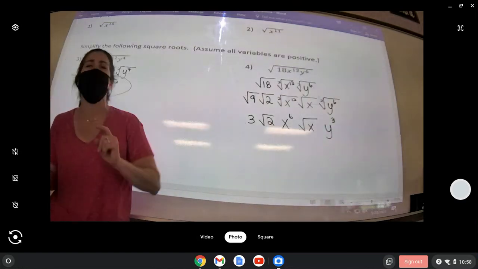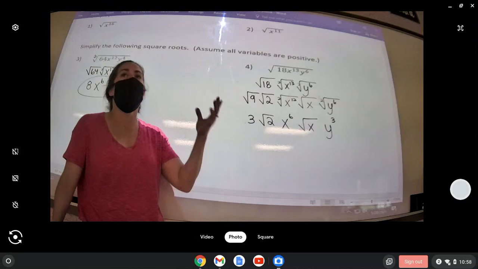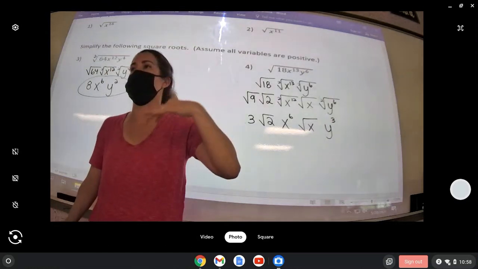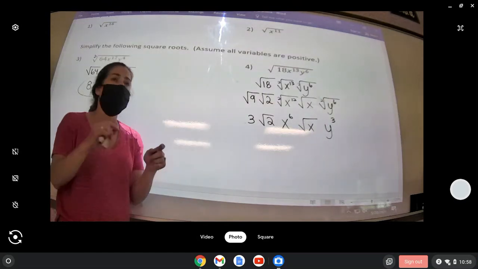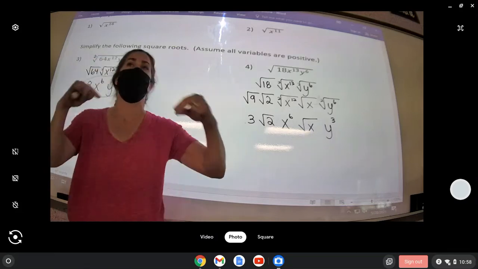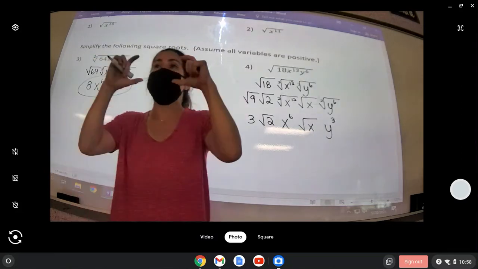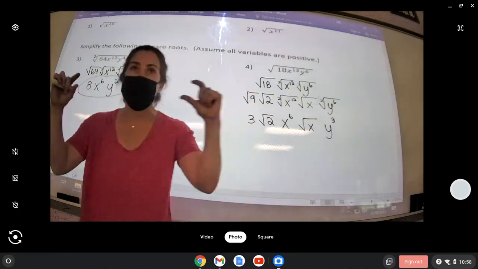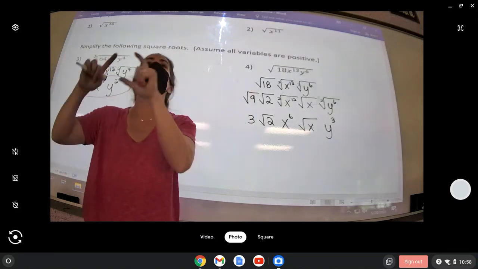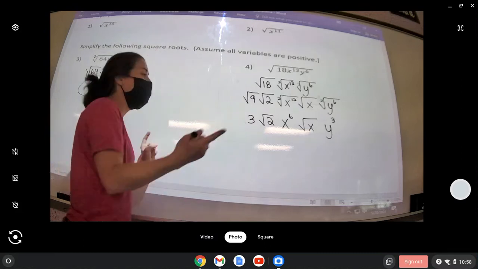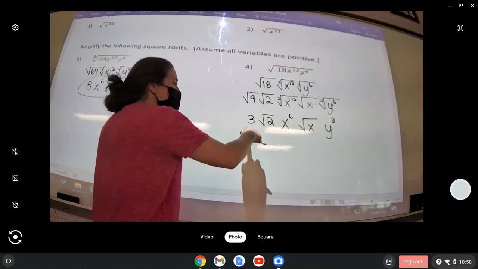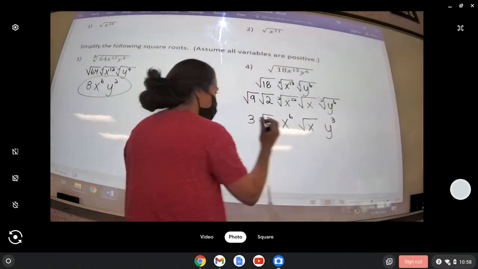So guys, technically, very technically, you're done. This is your answer. We just got to clean it up and write it in a nicer order. So what you're going to do now is anything that's not under a square root, you're going to multiply it together and write it in front. Anything that is under a square root, you're going to multiply it together and put it back under one square root. So what's not under a square root anymore? 3 times x to the 6 times y to the third.